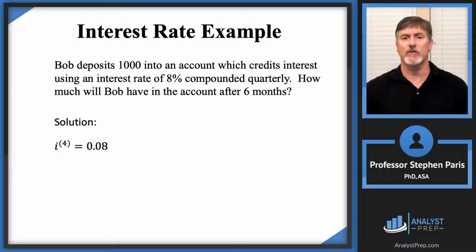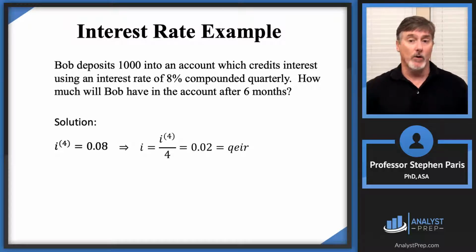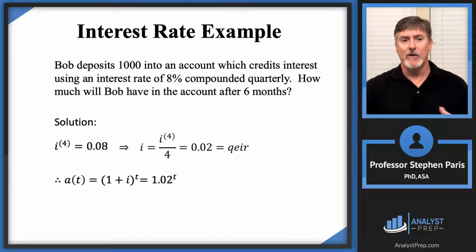Quarterly is 4 times a year. So the notation for this was an i upper 4. i upper 4 was 0.08. And the first thing we do with that i upper 4 is divide it by 4 to get what's then called the quarterly effective interest rate. Once I have the quarterly effective interest rate, I know the quarterly accumulation factor is 1 plus that. And then the accumulation function is A of t equals 1 plus i, 1 plus this quarterly effective interest rate, raised to the t power. In this case, it would be 1.02 to the t.